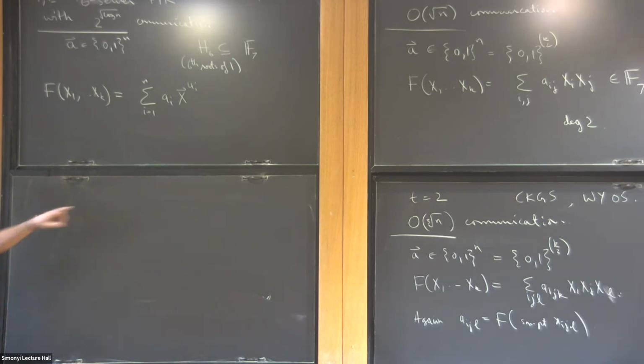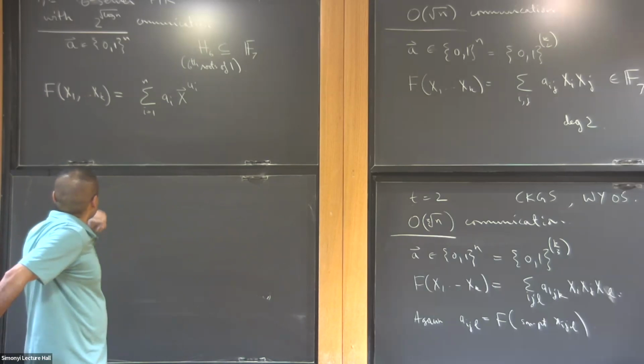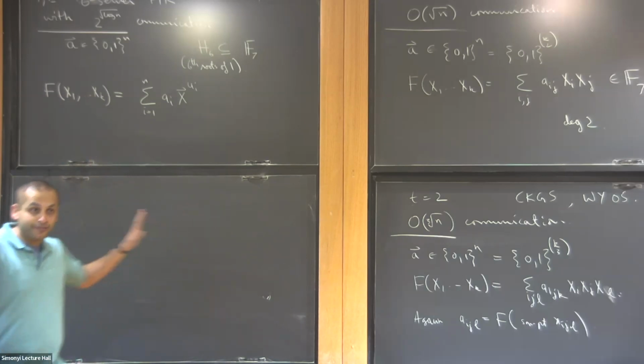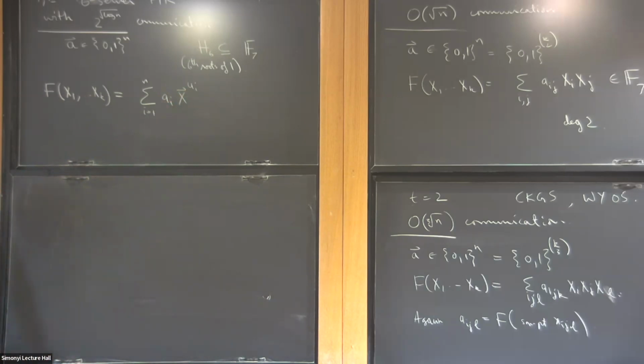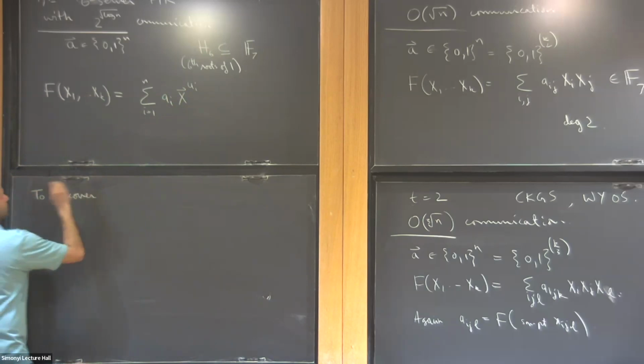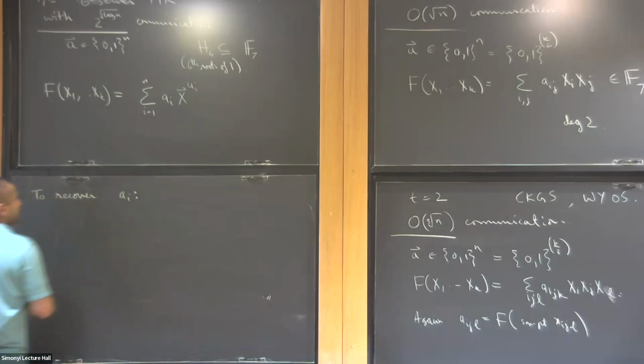Okay. So unlike what happened before, we will not be able to recover the value of f at any point. We will only be able to recover the coefficient of x to the u_i, a_i. This is why this construction gives you a locally decodable code and not a locally correctable code. That difference is showing up in what I'm going to do. Okay, so now to recover a_i, this is what we do.